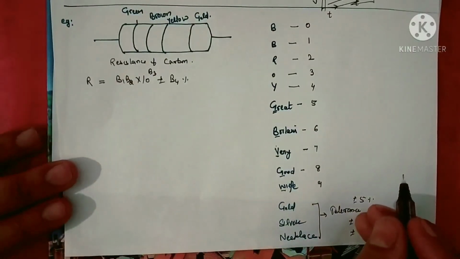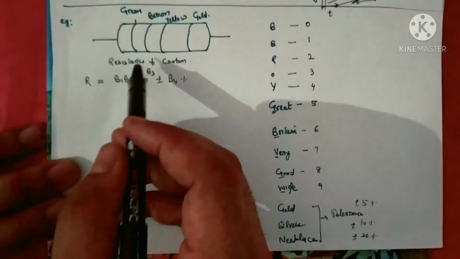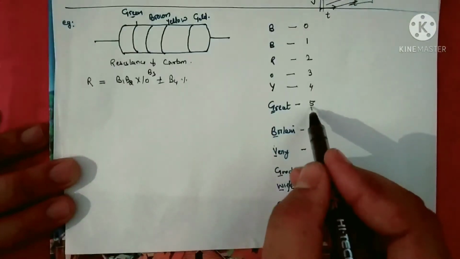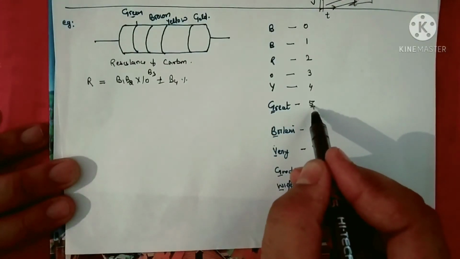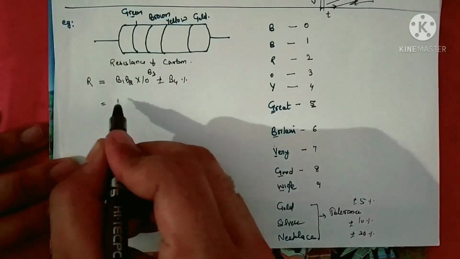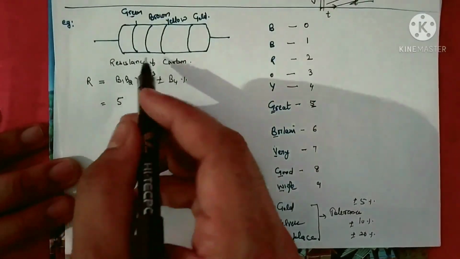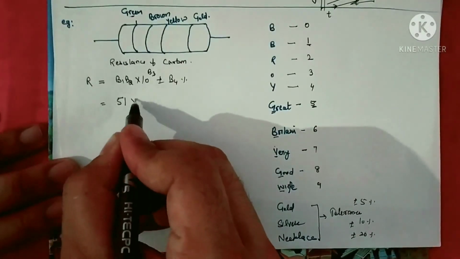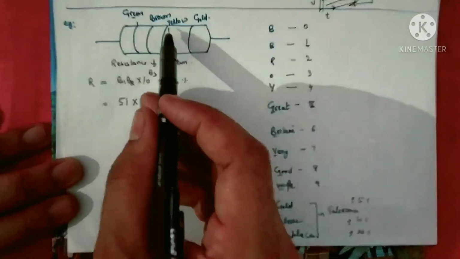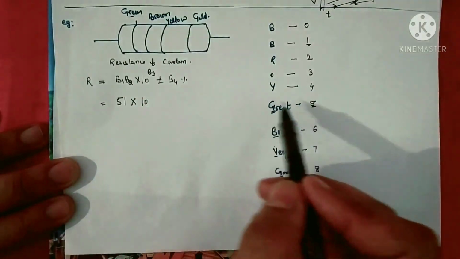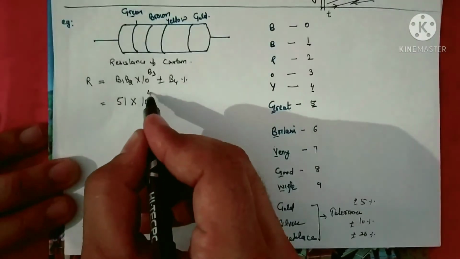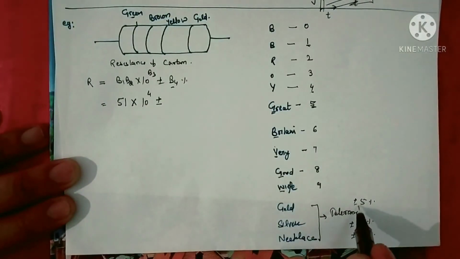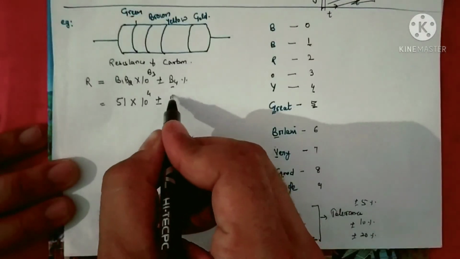So you know that according to the bands, the first band is of green color, and green color is coded as 5. Here we write 5. Now second band is brown. The brown is coded as 1, into 10 raised to power B3. Third color is yellow, and yellow here we have 4. Plus minus B4 is gold. Gold having tolerance plus minus 5%.